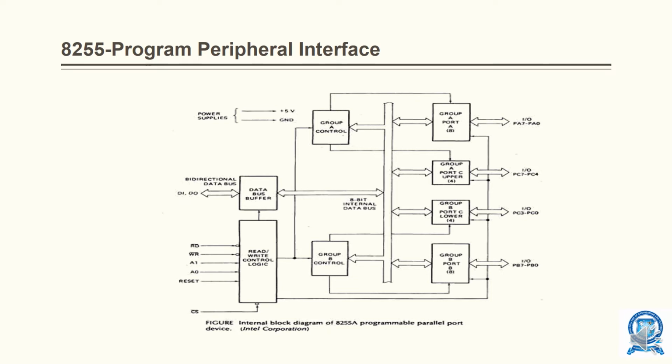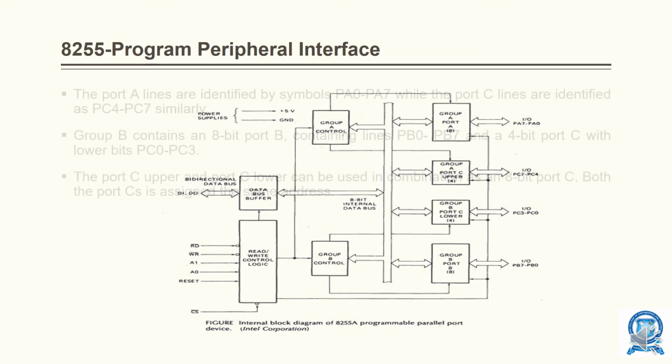Next, as I told already, there are two groups of control, group A and group B control. Group A controls the 8-bit port A and the 4-bit port C upper half. That is, you have three ports: port A, port B and port C. Port A is controlled by group A and port B is controlled by group B, whereas port C is split up into two halves. Port C upper half is controlled by group A control and port C lower half is controlled by group B control. So in total you have two 8-bit ports and two 4-bit ports. So this is the basic block diagram of the 8255 Programmable Peripheral Interfacing IC.